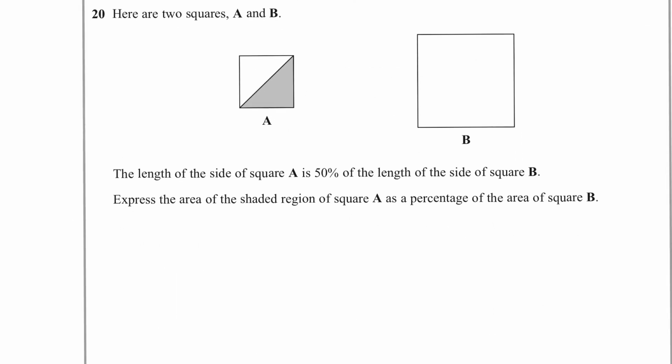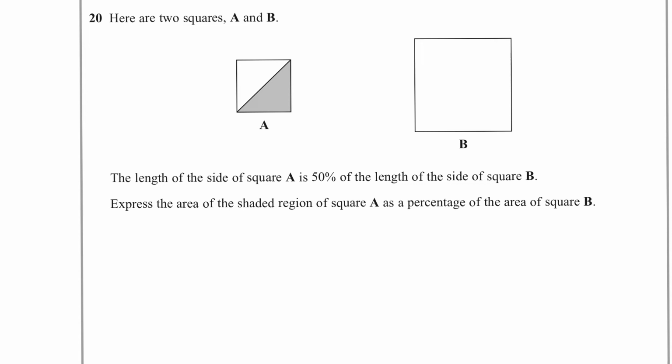So moving on to the next question, it says here are two squares A and B. It says the length of the side of A is 50% of the length of the side of B. So it wants us to express the area of the shaded region of A as a percentage of B.